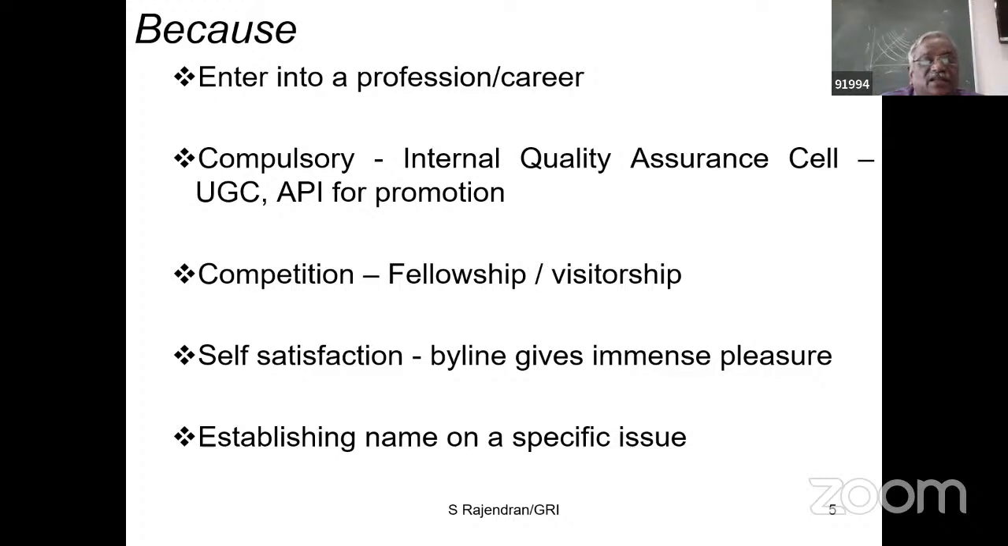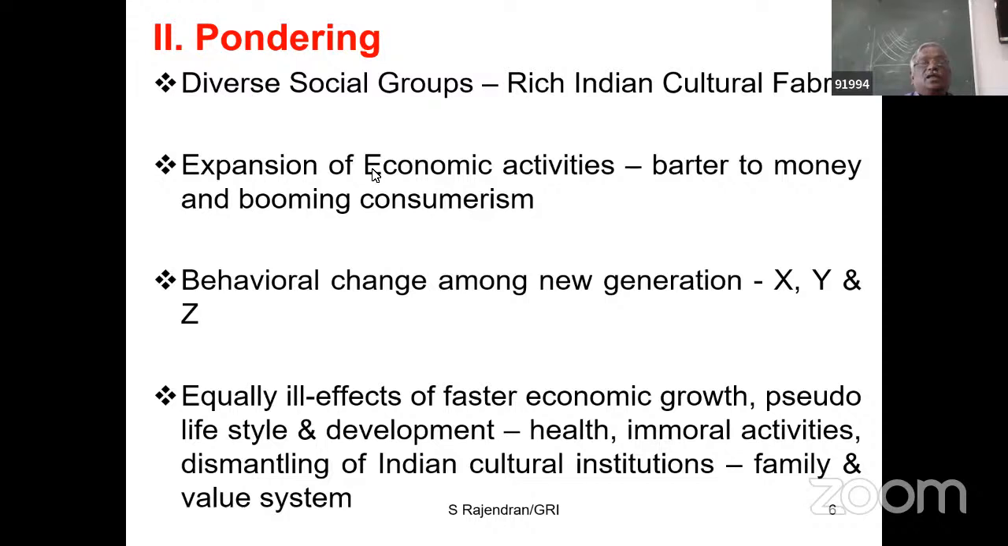So for that reason, some people take research as their profession. And then, to establish a name in a specific area, individuals will be interested in taking up research. Now, as social science stream students, we get into research. How do we let your mind prey on the vast areas of social science issues?